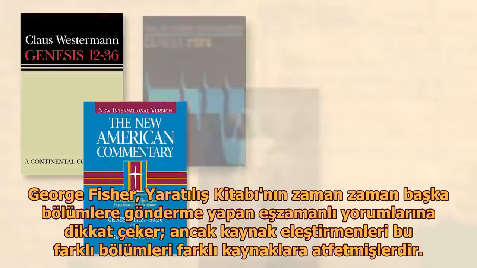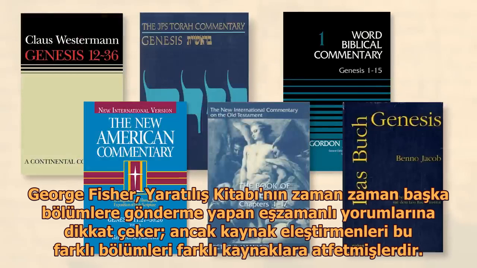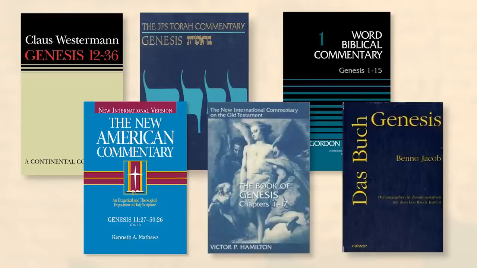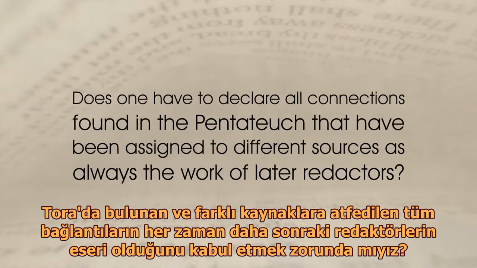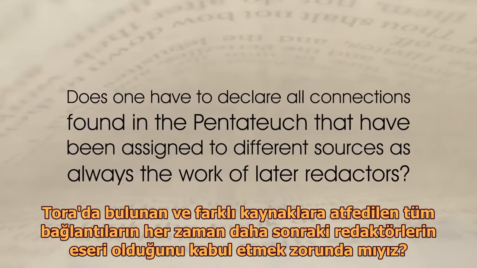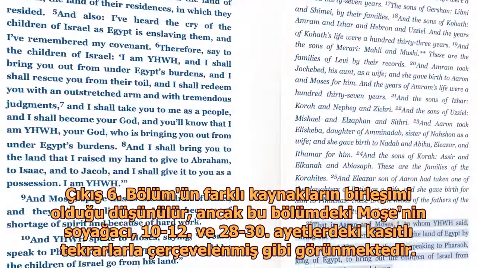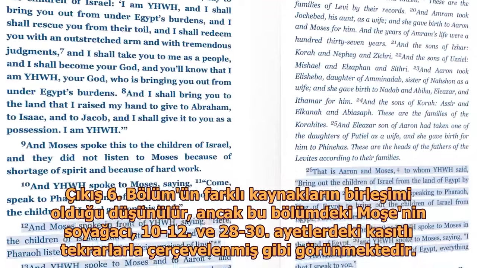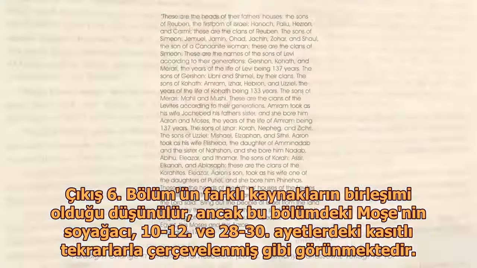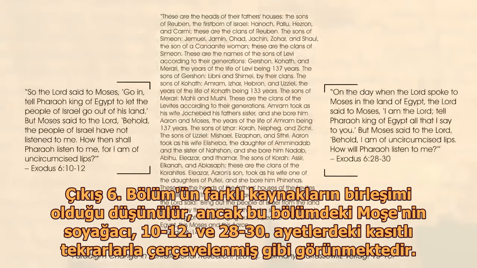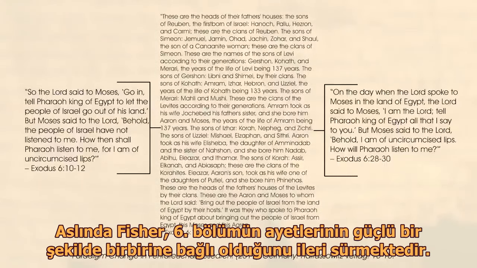George Fisher draws attention to synchronic commentaries on Genesis that often show how Genesis at times will allude to other parts, but source critics have assigned these different parts to different sources. Does one have to declare all connections found in the Pentateuch that have been assigned to different sources are always the work of later redactors? Exodus 6 is considered to be a combination of different sources, but the genealogy of Moses in this section seems to be framed by intentional repetition in verses 10 to 12 and verses 28 to 30. In fact, Fisher suggests the units of chapter 6 are strongly interlinked.